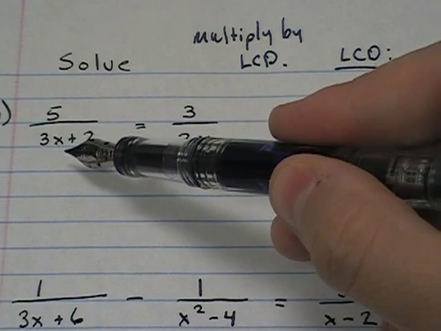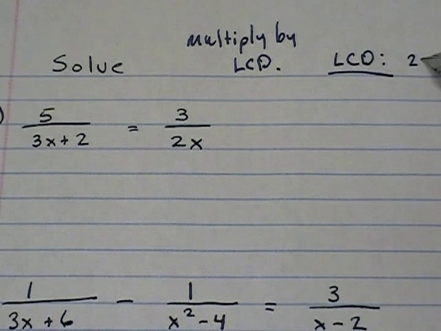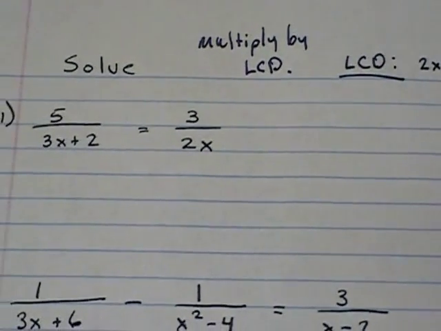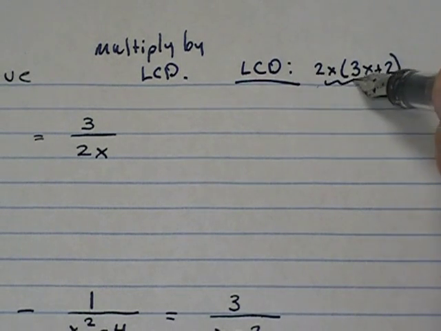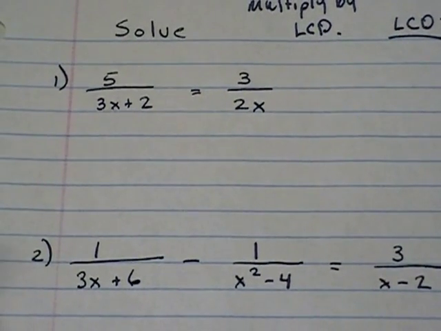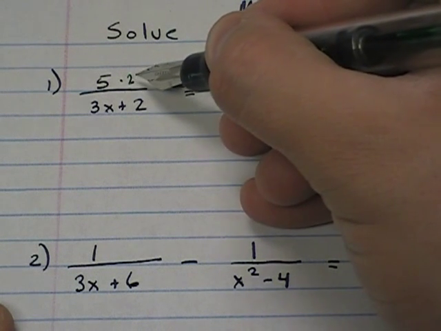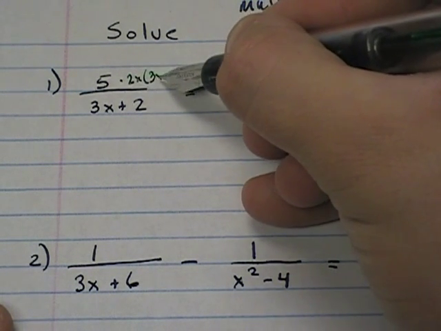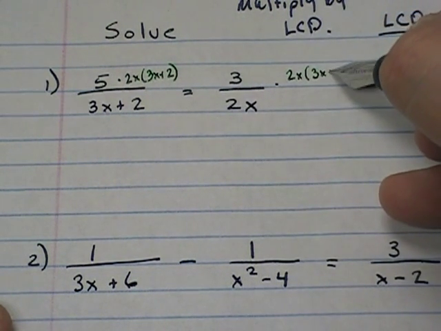Well, in this case, these two denominators have nothing in common. So the LCD is simply 2x times 3x plus 2. Okay, that's our LCD. So we're going to multiply each term by our LCD. And I like to use a different color pen when I'm multiplying by the LCD so that I can see what I did. So I'm going to write that in there. So times 2x times 3x plus 2, times 2x times 3x plus 2.